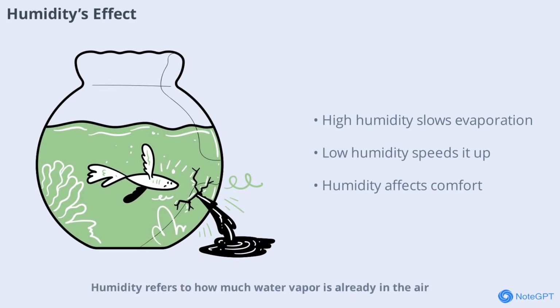Humidity refers to how much water vapor is already in the air. When humidity is high, the air is nearly saturated, so there's less room for more vapor. This slows down evaporation. On dry days, when humidity is low, water evaporates much more quickly. That's why sweat evaporates faster and cools you more effectively in dry climates than in humid ones. Humidity is a key factor in how comfortable or sticky the weather feels.